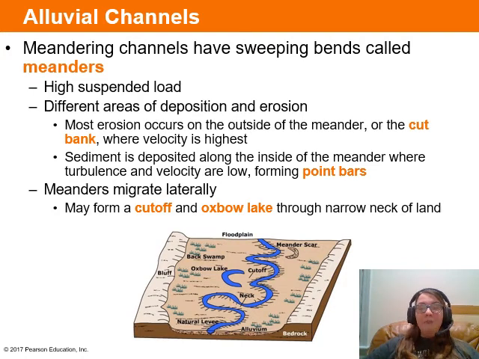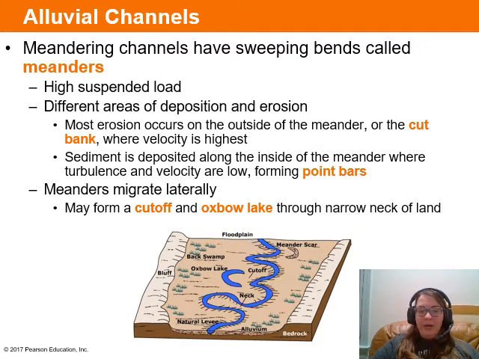So when we look at our meandering channels, here we're going to see that the river is not just a smooth straight line, but it's curving back and forth upon itself. Again, just like a snake moving across the ground. So here, each of these little curves of our river is called a meander. And when we look at these meandering channels, we're going to have different areas where the sediment is going to be deposited or eroded away.